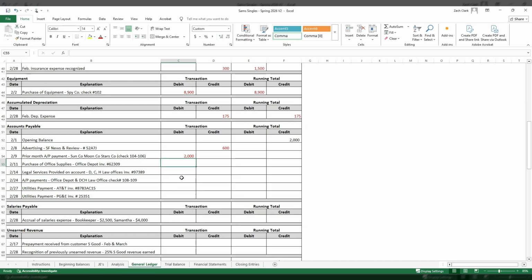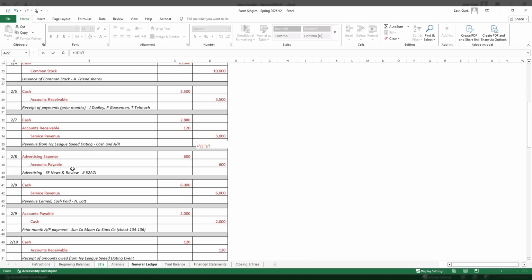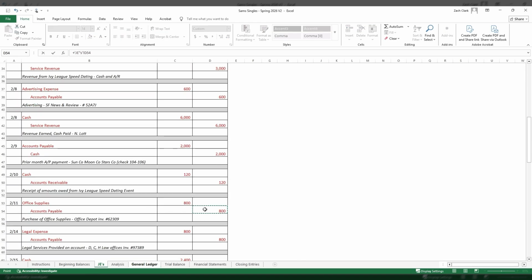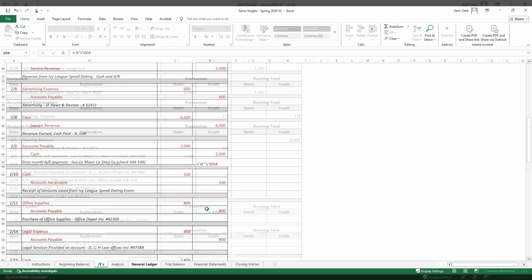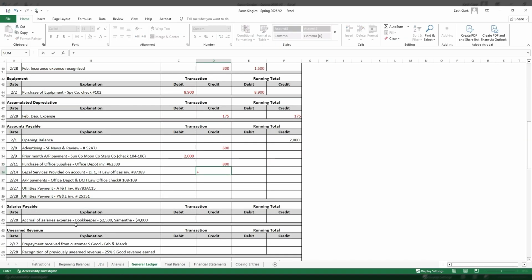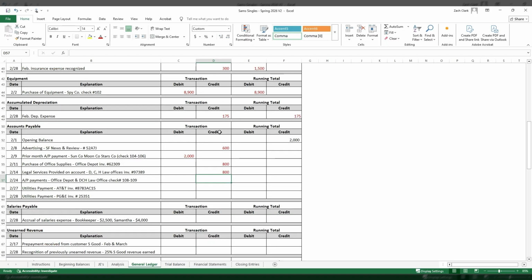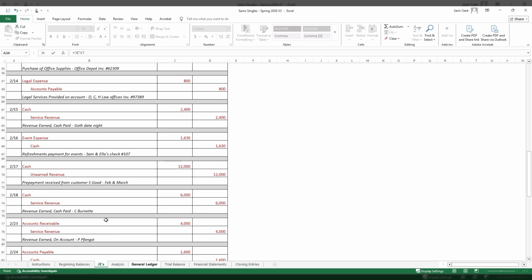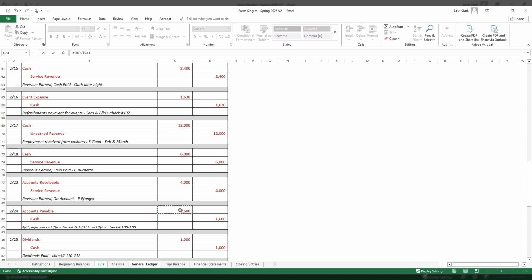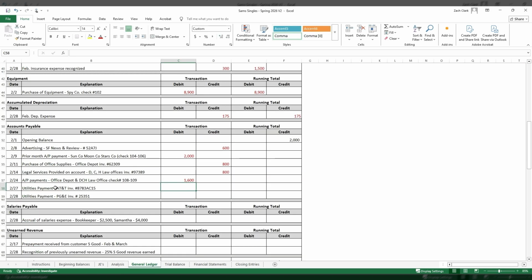Here we go. Purchase of office supplies. So that would be an increase. Let's go to the 11th. Yep, there we are. We're going to have another one right below it, I can tell. Legal services provided on the 14th. AP credit there. It's in the credits. Now we've got some AP payments happening. So those will be reductions in AP. And that looks like we're on the 24th. So right there, $1,600 debit.